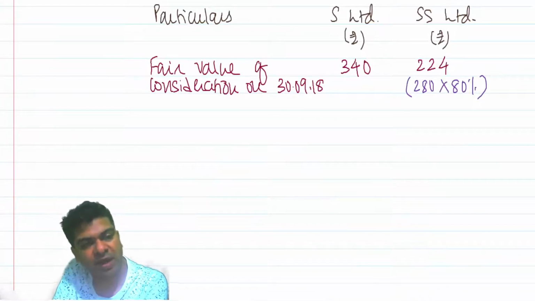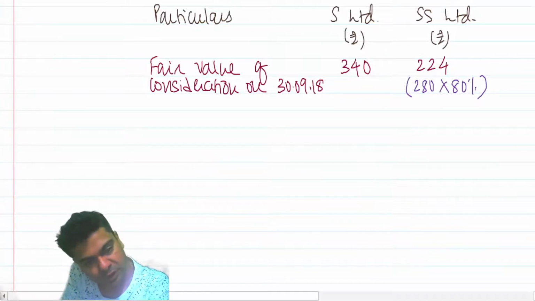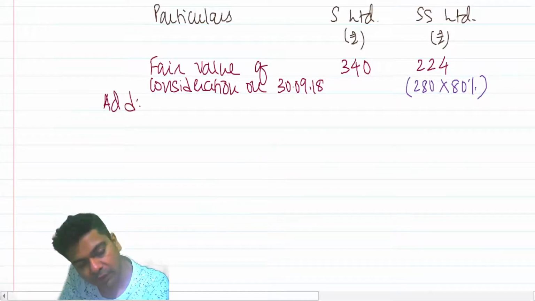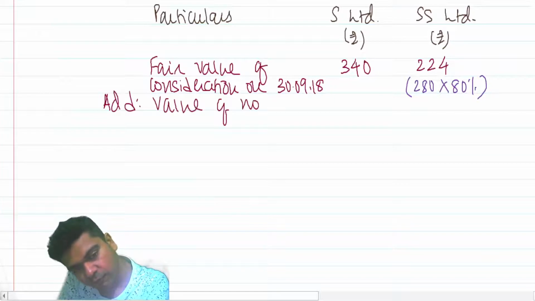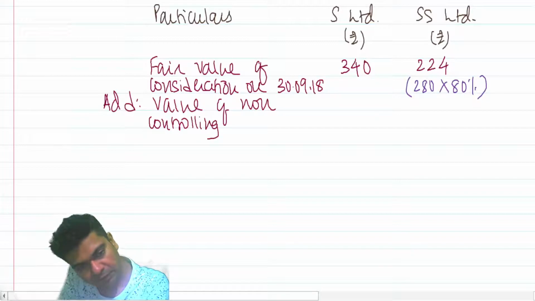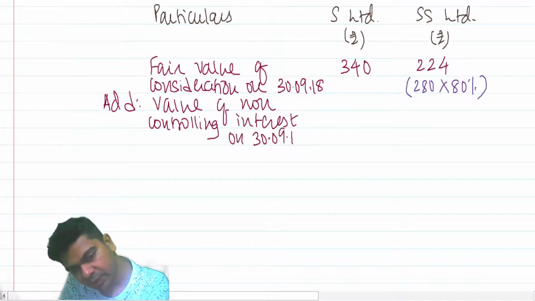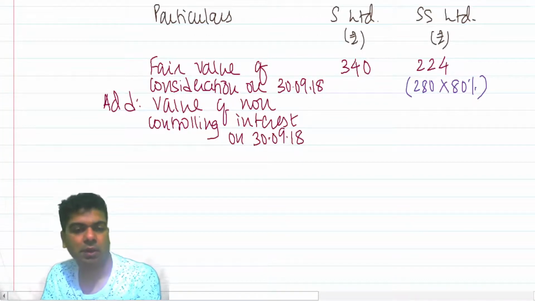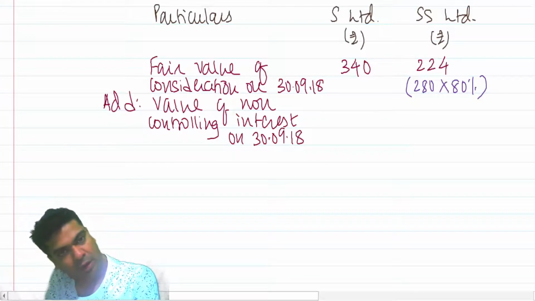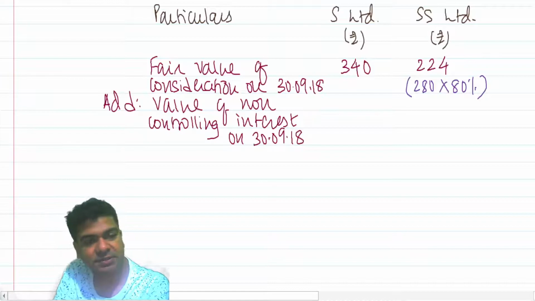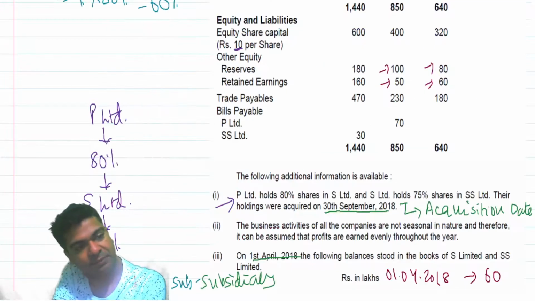So this was the fair value of the consideration. To this, we should now add the non-controlling interest. We say value of non-controlling interest on 30th September 18. This value of non-controlling interest on 30th September 18, we have to do on fair value basis. That's how the question has been designed this time.